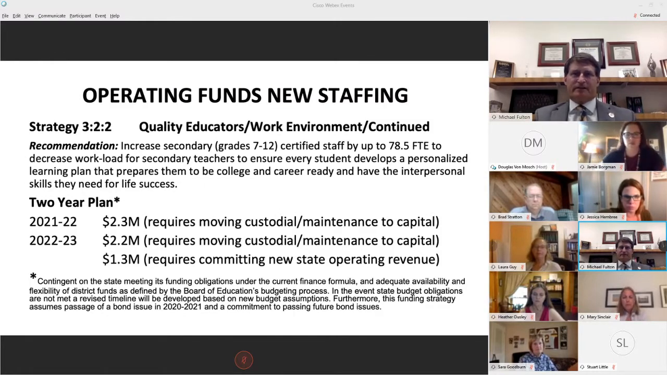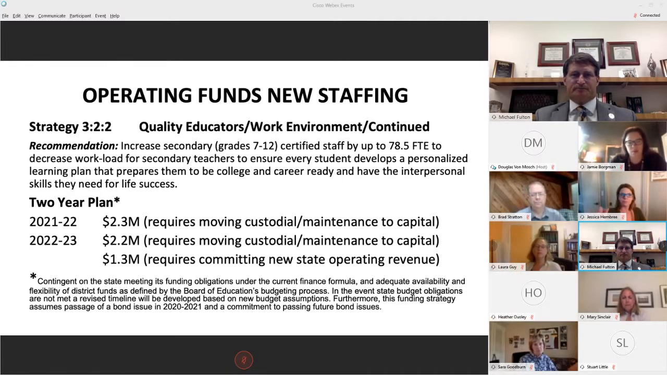Another recommendation that I'm making tonight is that we address secondary workload. This issue has been under study this past year. We said last year when we adopted the strategic plan that we need to get a group together to study this very important issue for our teachers. That was done, and they did a great job. That study is attached for your review.